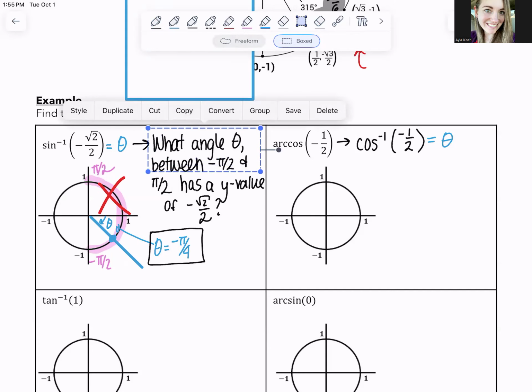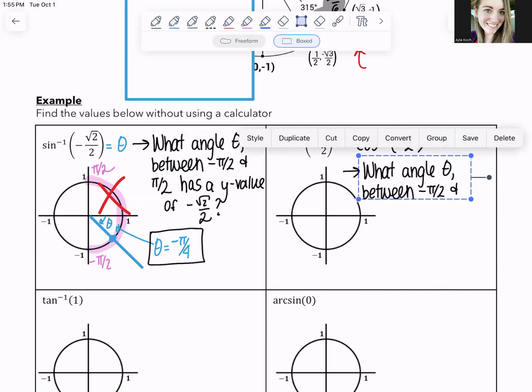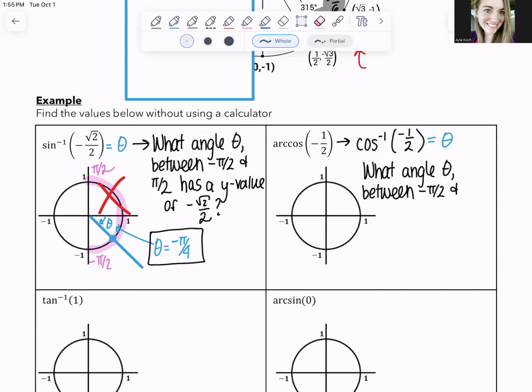Let's see, I'm going to duplicate this. What angle theta, between, now it's a little bit different, for cosine inverse, cosine's range is 0 to pi. So what angle theta between 0 and pi has, and cosine is the x value, has the x value negative 1/2.